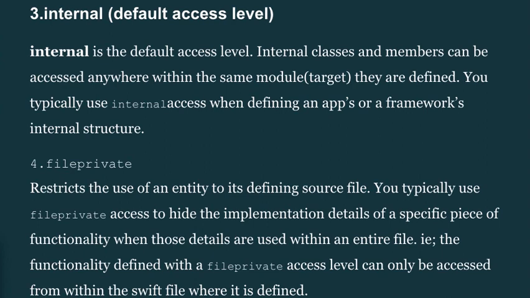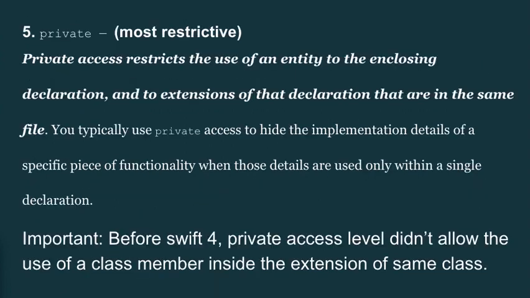Number four, file private restricts the use of an entity to its defining source file. You typically use file private access to hide the implementation details of a specific piece of functionality where those details are used within an entire file. That is, the functionality defined with a file private access label can only be accessed from within the Swift file where it is defined.